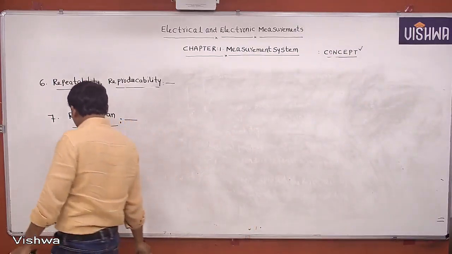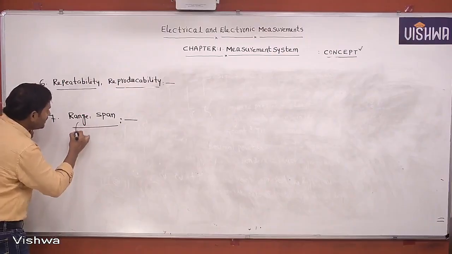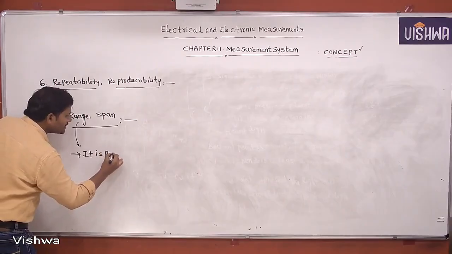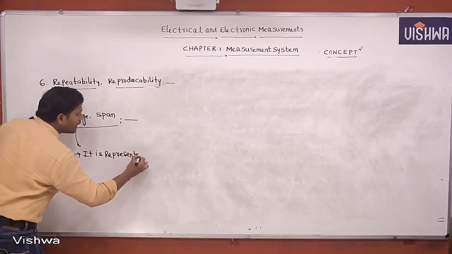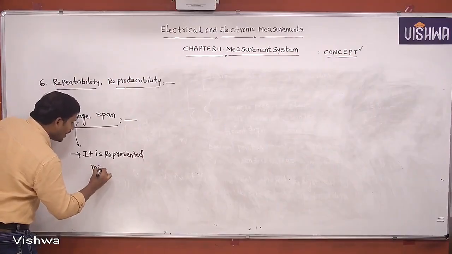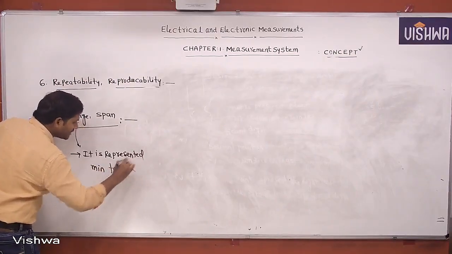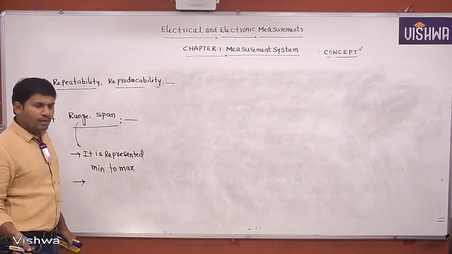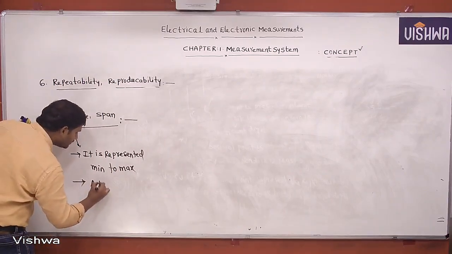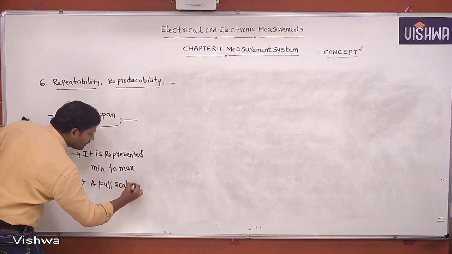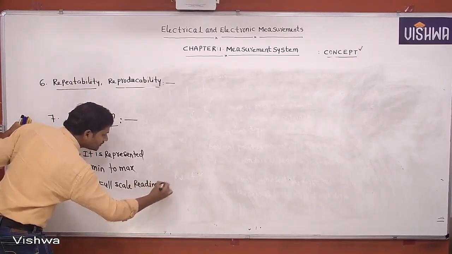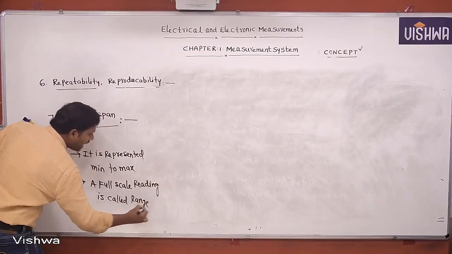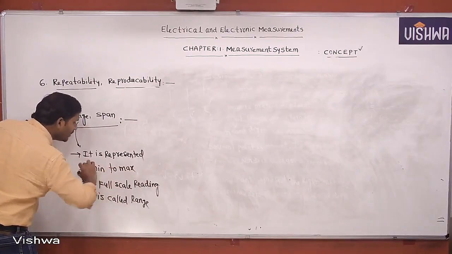The point to remember: the range is in the representation. Range is represented minima to maxima. As a representation, it is represented minima to maxima. As a value, a full scale reading is called the range of the instrument. As a value means you take this; as a representation means you take minima to maxima.